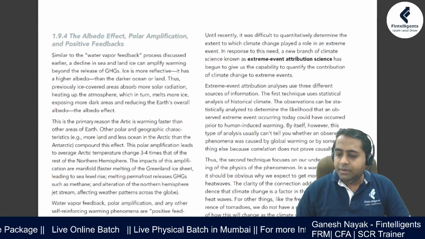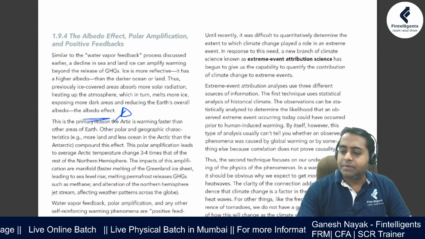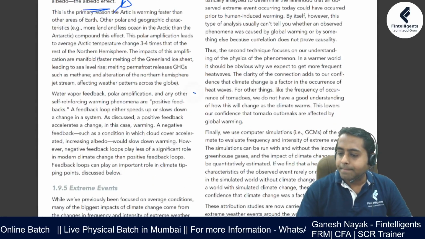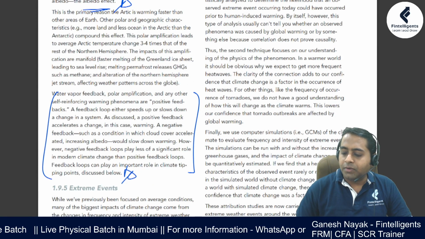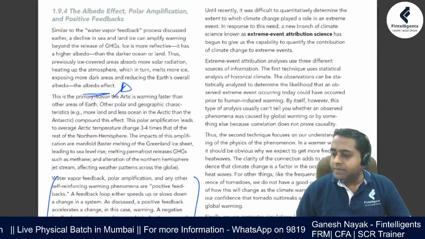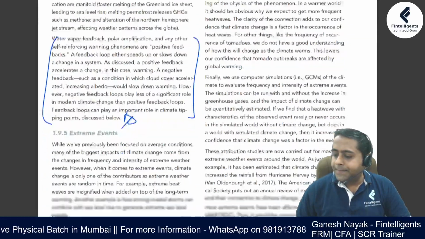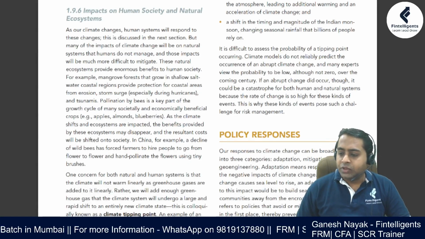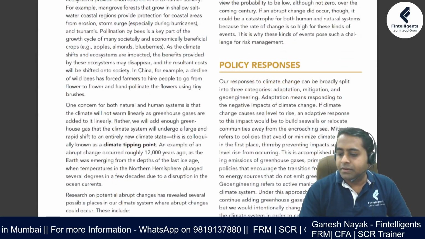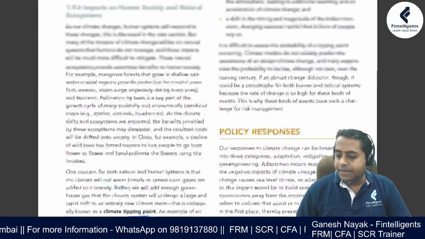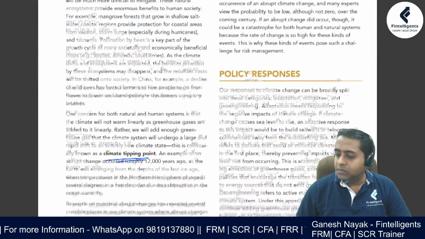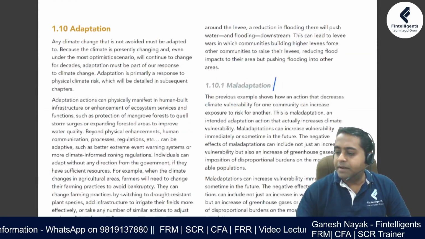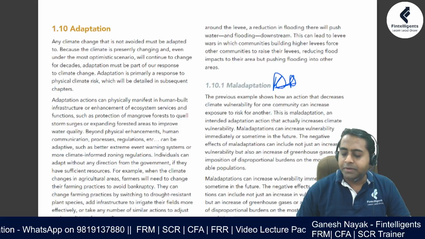Positive feedback, albedo effect is an important concept, so mark it as star. This paragraph is important. Extreme event is okay. Impact on human society and natural ecosystem, climate tipping point, this concept you should read. The rest is okay. Policy response, in this maladaptation, mark it as star, important.